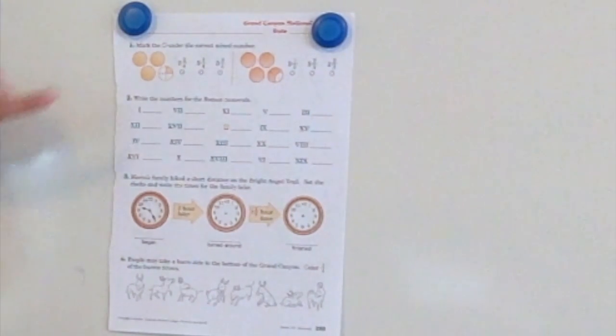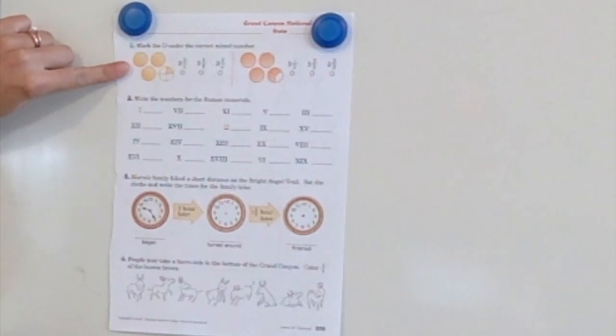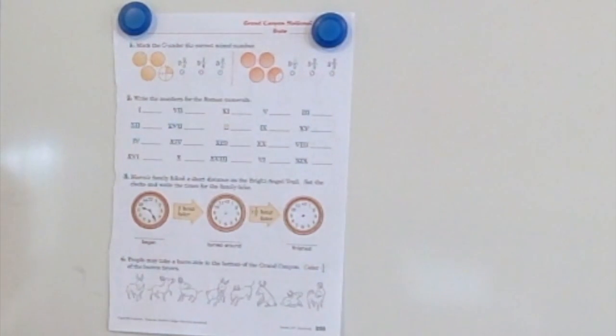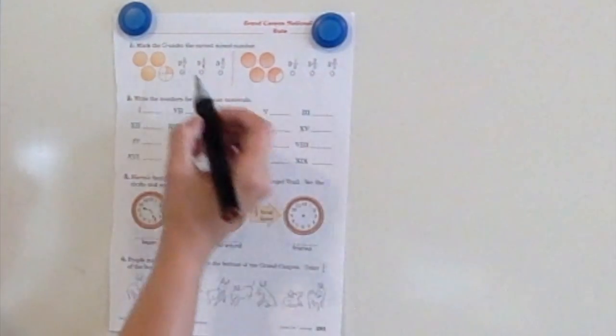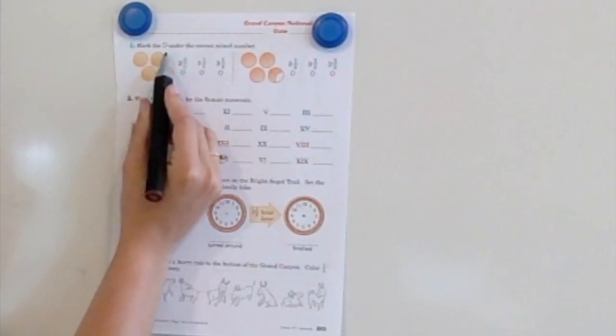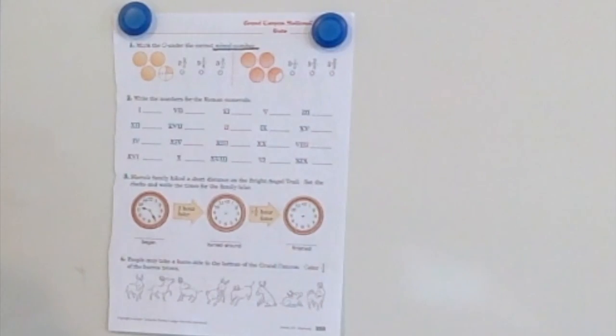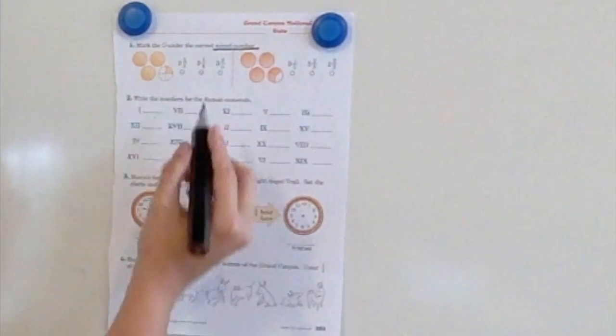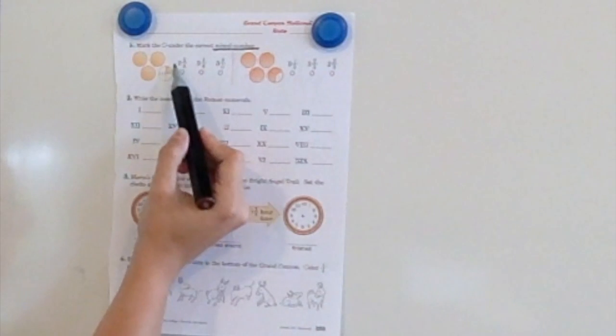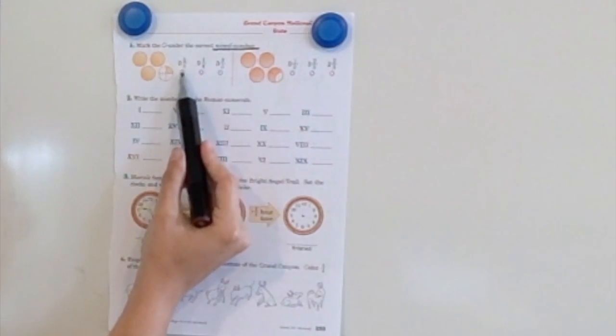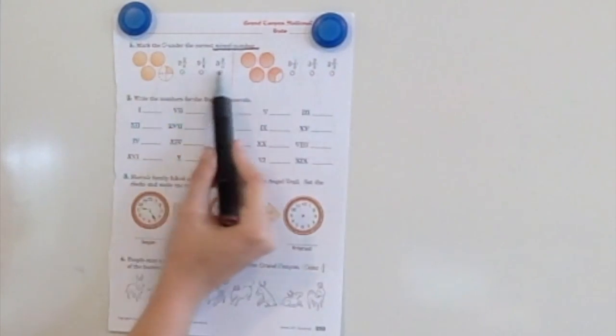Okay? I hope that you have watched my math video on mixed numbers. If you have not, then I would suggest stopping this video and going and watching it because I have explained what mixed numbers are and how to see them. So question 1 says to mark the circle under the correct mixed number. We know that a mixed number is a mix between a whole number and a fraction. So we're looking to see which picture is going to be shown in one of these three mixed numbers.